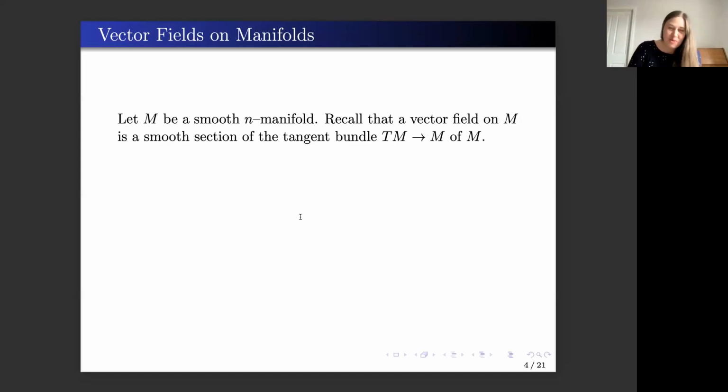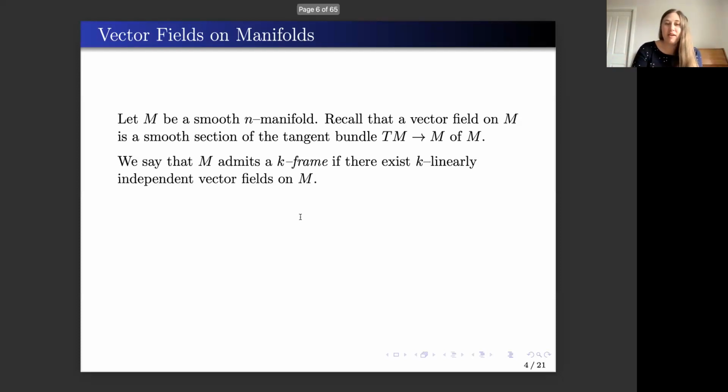Give yourself a smooth n-manifold. Recall that a vector field on that manifold is a smooth section of the tangent bundle. So in other words, the tangent bundle gives you, for every point on the manifold, the tangent space at that point, and a section will assign to every point on the manifold a vector in the tangent space at that point. And the vector bundle data just makes sure that that choice is continuous and smooth and whatnot.